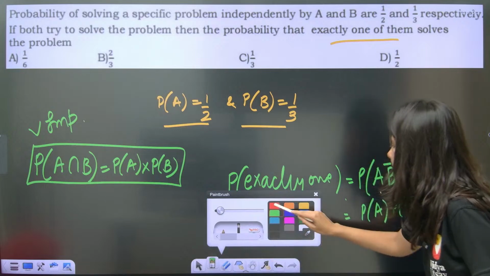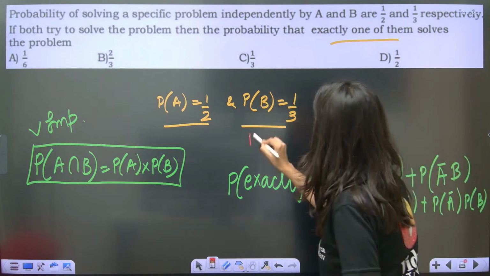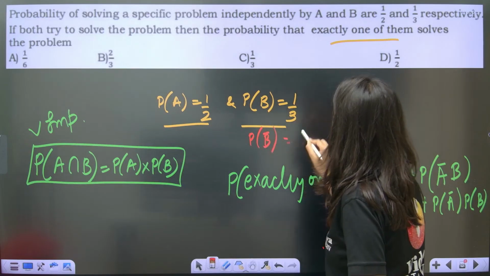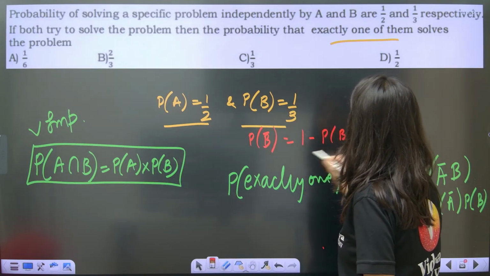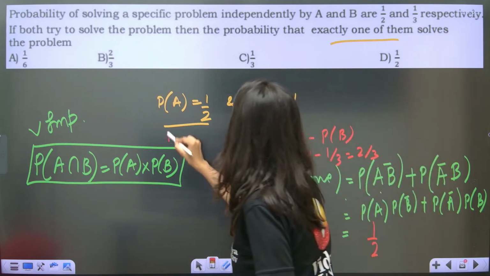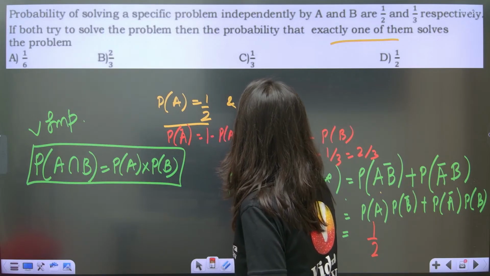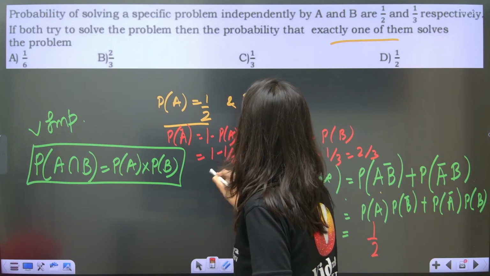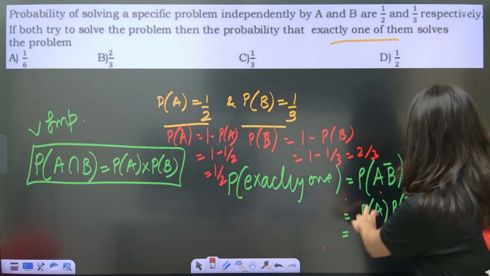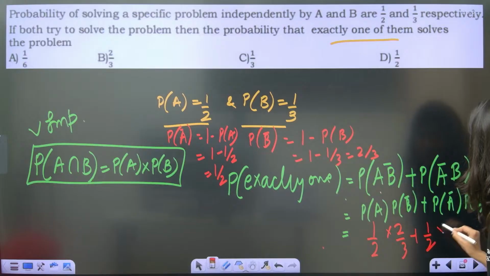All right. So now probability of A is half. Can you tell what is probability of B bar? 1 minus probability of B. So 1 minus 1 by 3, 2 by 3. Probability of A bar is nothing but 1 minus P(A). So 1 minus half, half. Correct. So this is half, this is 2 by 3, plus this is half, this is 1 by 3.